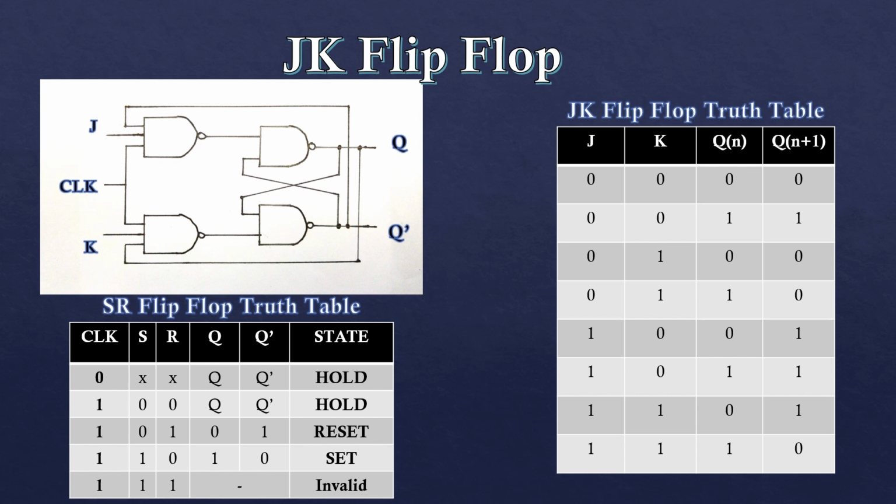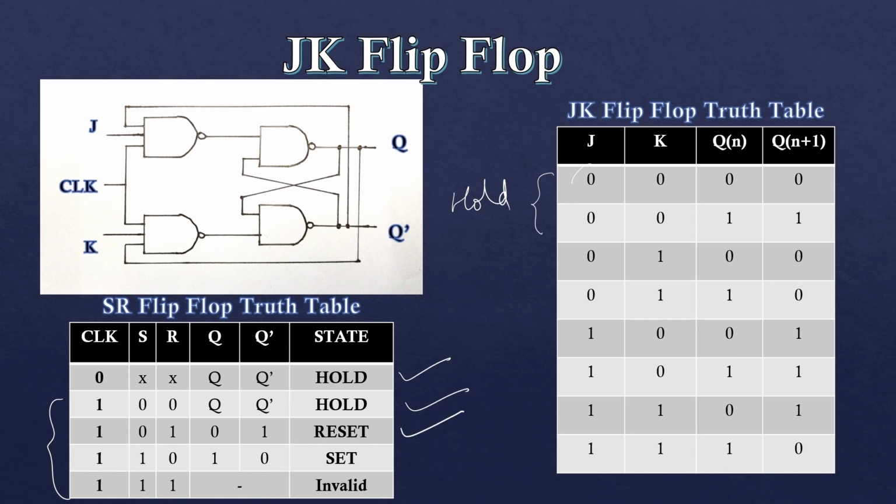Now we'll compare with SR flip-flop. In the SR flip-flop, you can see whenever the clock is 0, it will be in the same state, that is hold state. So no need to observe that. When clock is 1, for these 4 cases, we'll see. So when S is 0 and R is 0, you can see it is in hold state. So when J is 0 and K is also 0, it will be in hold state.